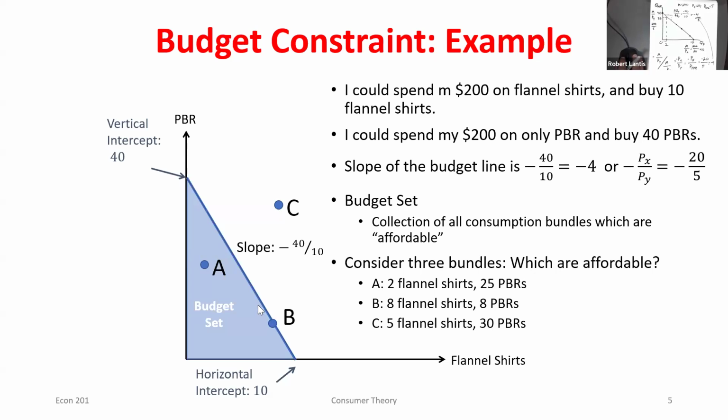Okay. So any point below our curve is somewhere we could afford. On the curve, I'm spending all my money. C, I can't afford those points. Okay.